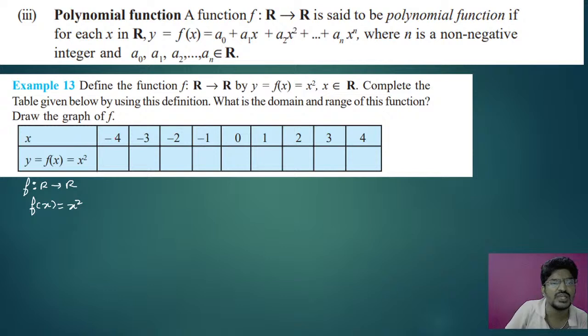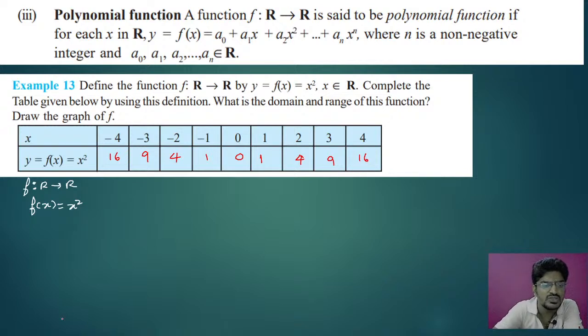See here, the x value is minus 4. If I take x as minus 4, the square will be 16. Next, minus 3 squared is 9. Minus 2 squared is 4. Minus 1 squared is 1. 0 squared is 0. 1 squared is 1. 2 squared is 4. 3 squared is 9. 4 squared is 16. So are you getting my point?